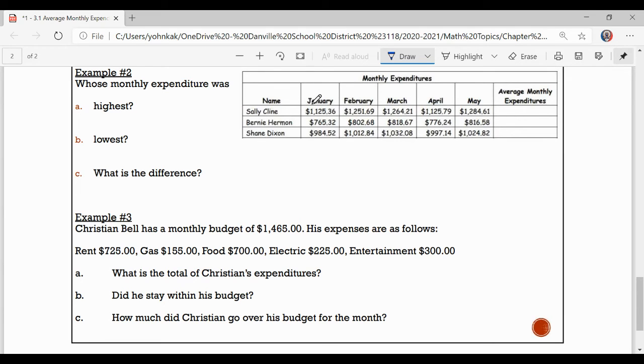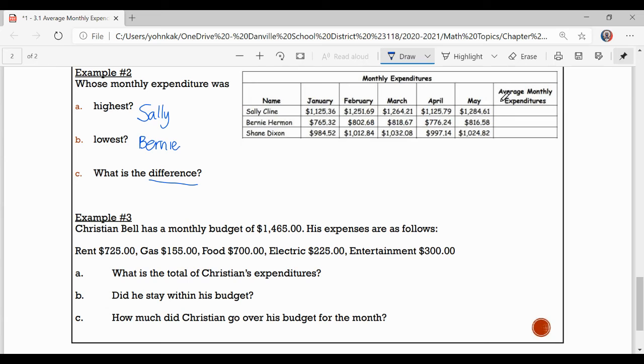Or notice that all of Sally's numbers are in the 1,000 range, and all of Bernie's numbers are in the 700 or 800 range, and all of Shane's numbers are either in the 900 or 1,000. So if I were to average them, Bernie is definitely going to be the lowest because all of his numbers are less than 1,000. And if I want the highest, Sally's numbers are all greater than Shane's numbers. So we know that Sally's numbers are going to be the highest. Well, we do have to actually find the difference between them. So we do need to at least do Sally and Bernie's.